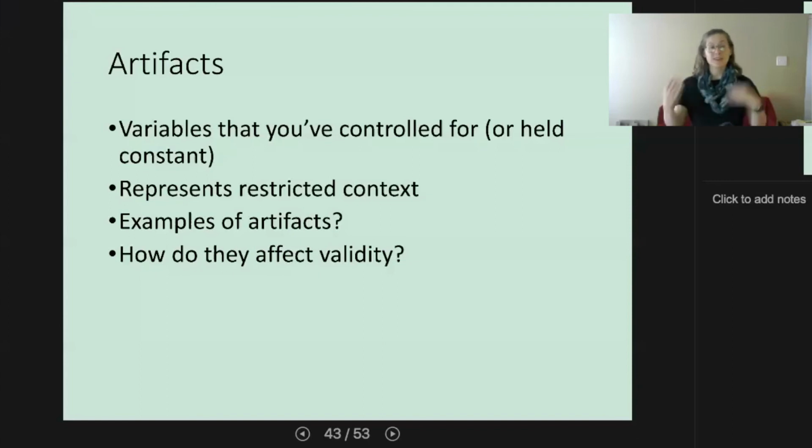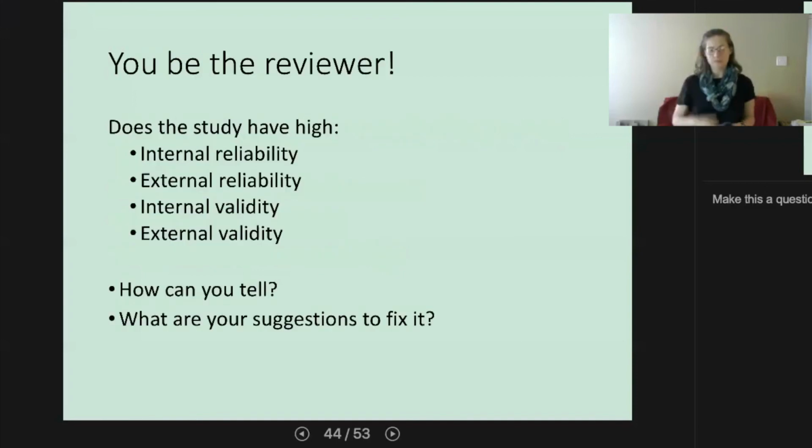I want you to think about some more examples of artifacts. And what I want you to do is when you are reading research articles that have to do with the topics that you just started thinking about with your group and on your own, I want you to think about when you read these studies, do they have high internal reliability, external reliability, internal validity, external validity? Start looking out for these and see if you have suggestions on how they can improve some of those things.